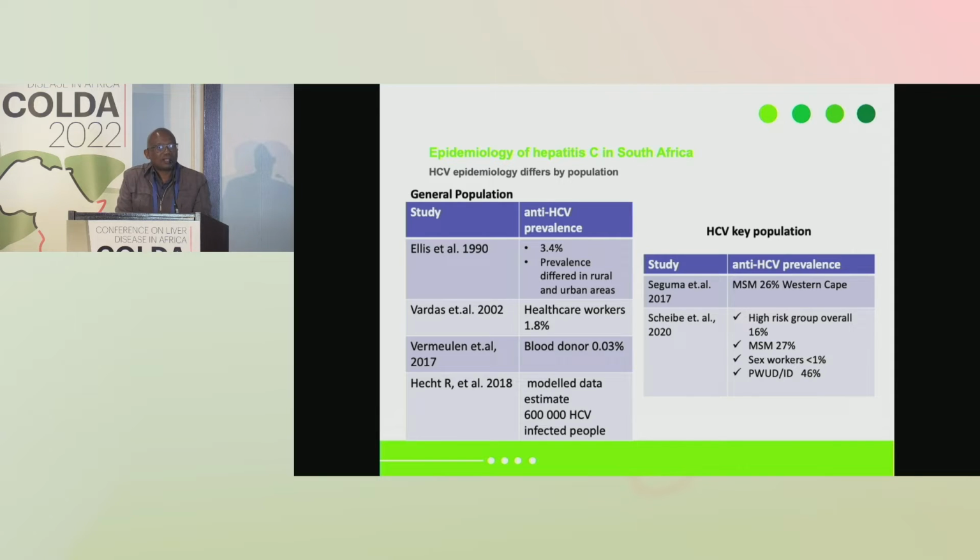As Andrew mentioned earlier during the presentation, in South Africa, the hepatitis C prevalence differs depending on the population that you are looking at, and is lower in the general population compared to the high-risk population, which is the key population for hepatitis C.